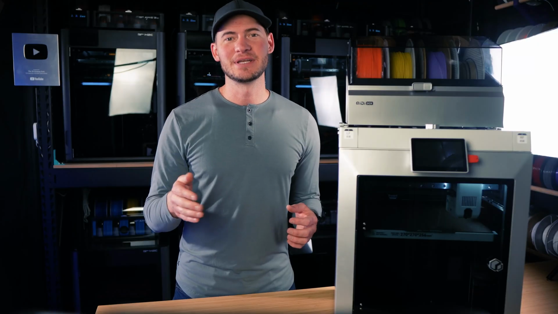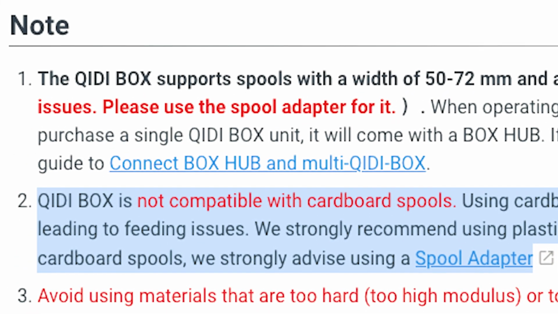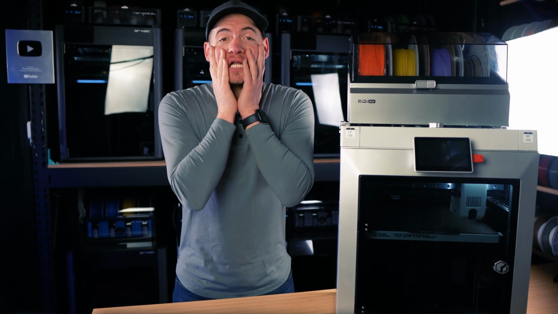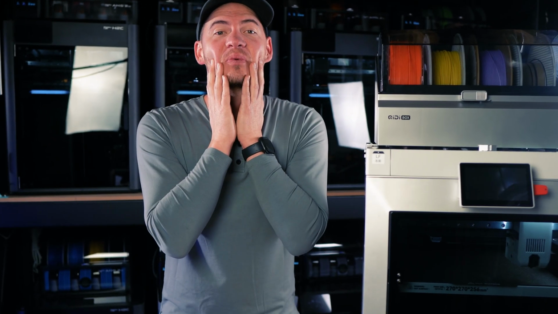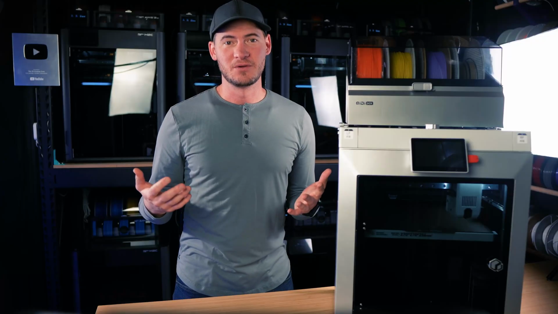I slapped some tape on it and then I decided to check online, and the Qidi wiki said the Qidi box is not compatible with cardboard spools. Half of my spools are cardboard. I started winding a plastic spool by hand, but that was taking way too long.